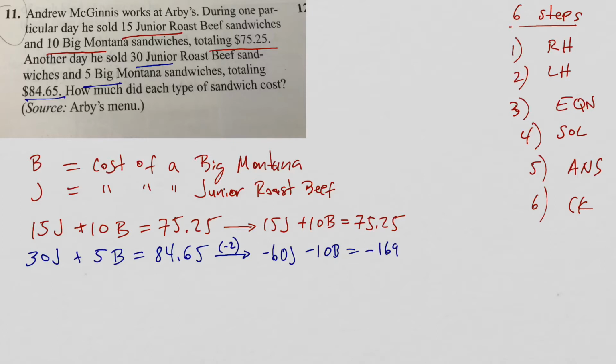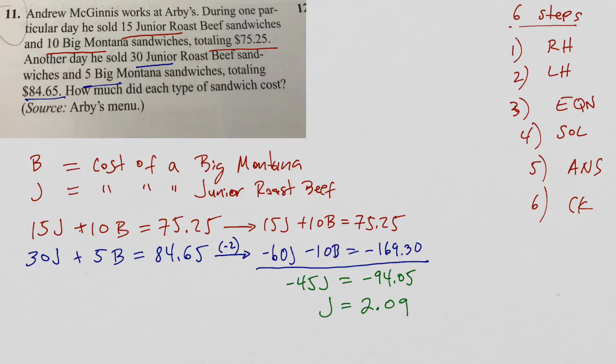And if I add these together, I get my third equation, which is negative 45J, the B's go away, equals negative 9405. If I divide by 45, I get 209. This tells me the cost of a junior roast beef.